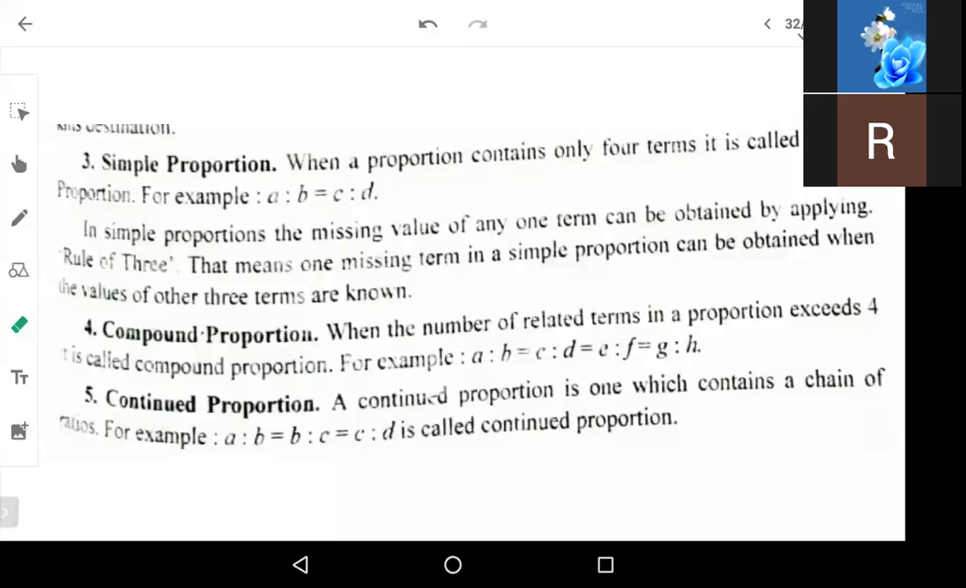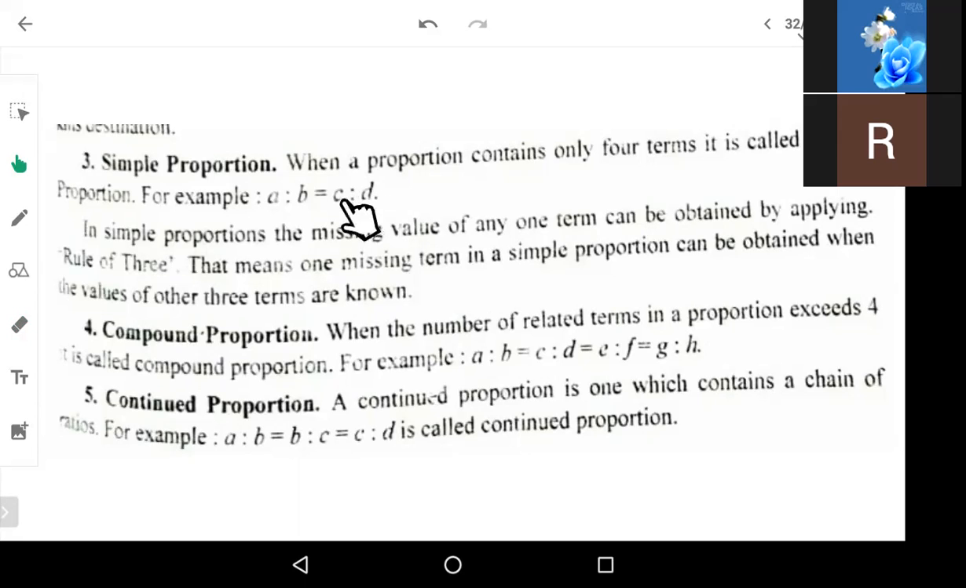Now, next type is simple proportion. Simple proportion is only when you have four quantities or four terms, A, B, C, D. So, A is to B is equal to C is to D is a simple proportion. There is not much complication of too many other parts or too many other quantities. Now, when you have a simple proportion, you can solve the problems if one of the terms is missing.